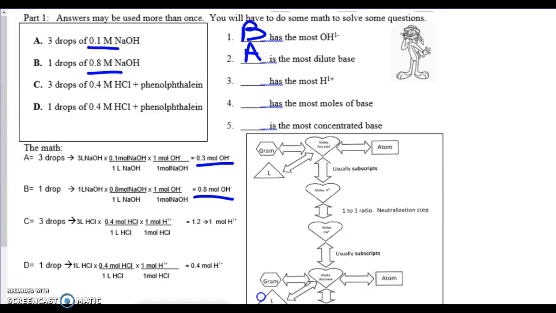3 has the most hydrogen ion. Well, so C and D, we have these H's out front. Those are the ones that are the acids. So which one has the most hydrogen ion in it? So we're down to C and D.